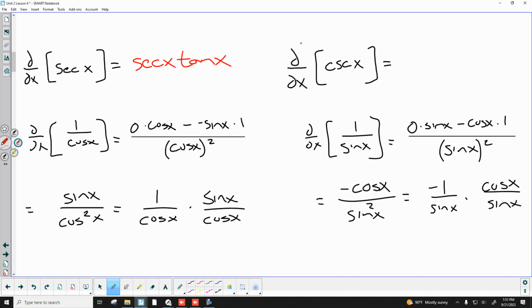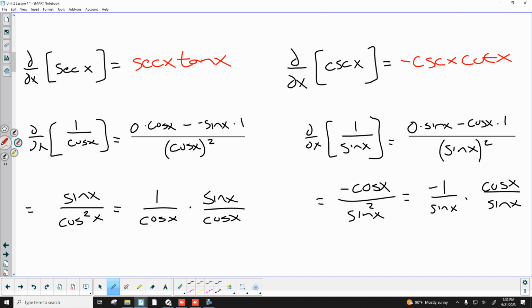And I don't know, take a guess. What do you think cosecant's derivative is? That's fun to guess. We see the similarities with tangent and cotangent, so secant and cosecant will be similar. Take a guess. What do you think it's going to be? Yeah, here's what it is. Negative cosecant times cotangent. If you guess wrong, who cares? Just try it out.